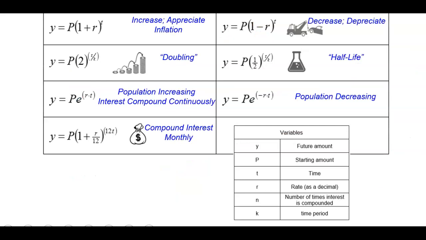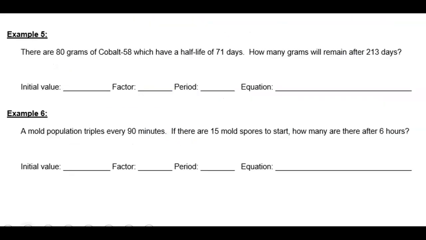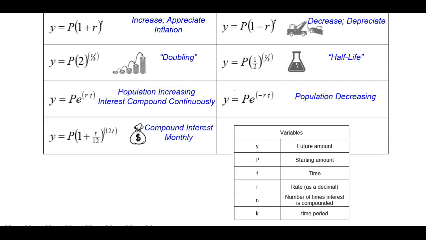All right, example 5. Now, let's look for keywords. Example 5 says 80 grams of cobalt-58 have a what? Half-life. Let's go back in time here. Is there something on here that says half-life? All right. Half-life is P times a half to the power of T divided by K. Oh, I get it. Half-life. That's why there's a half there, yeah?